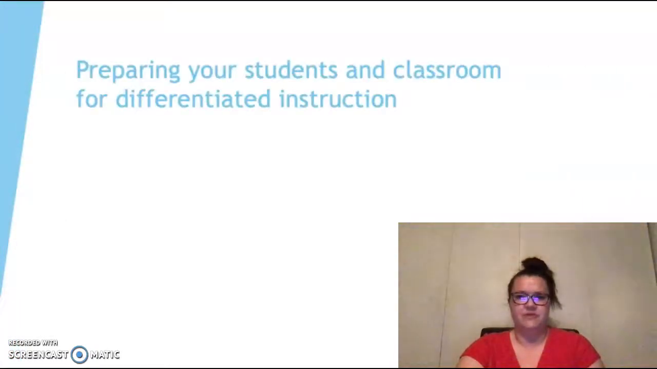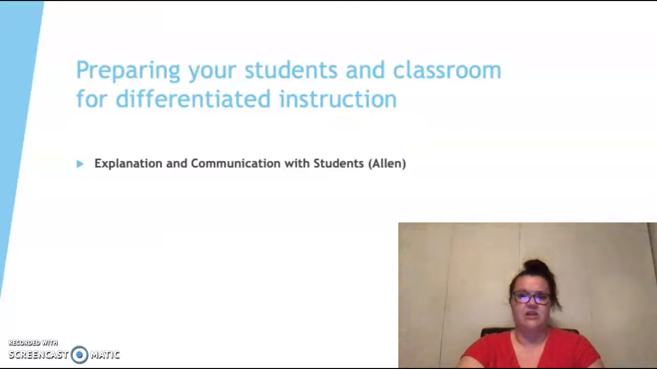So, how do teachers prepare their students and their classrooms for differentiated instruction? According to Allen, the key to prepare your classroom for differentiated instruction is explanation and communication. For example, at the beginning of the year, the teacher should set aside time to discuss the changes that will be occurring in the classroom. This will allow the students to be on the same page of understanding with their teacher as to why the changes will be beneficial and what they will look like.